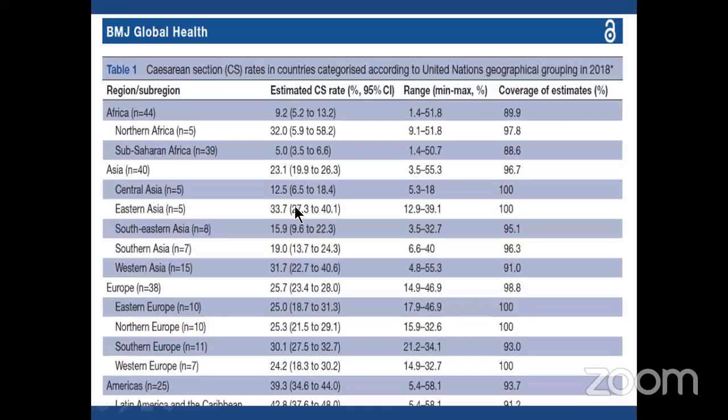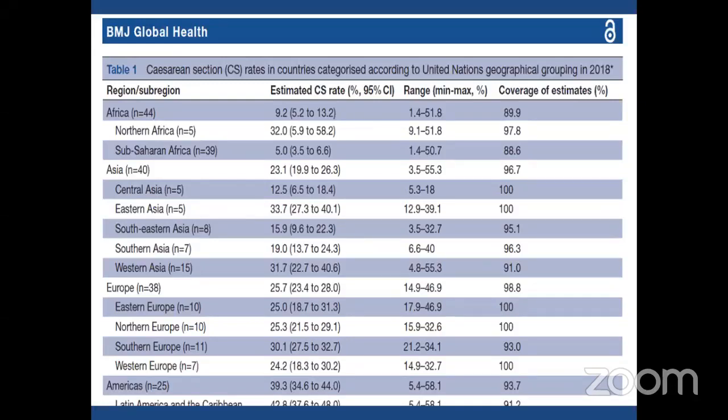Let us look at our region, Southeastern Asia, Eastern Asia, 3.5 at places and 32.7 at places. If you look at South Asia, 6.6 at places, 40% at other places. Western Asia, 4.8 to 55. So what I'm trying to tell you with all these figures is that there is a huge disparity. So let me just tell you in summary whatever I have told you in these previous slides.